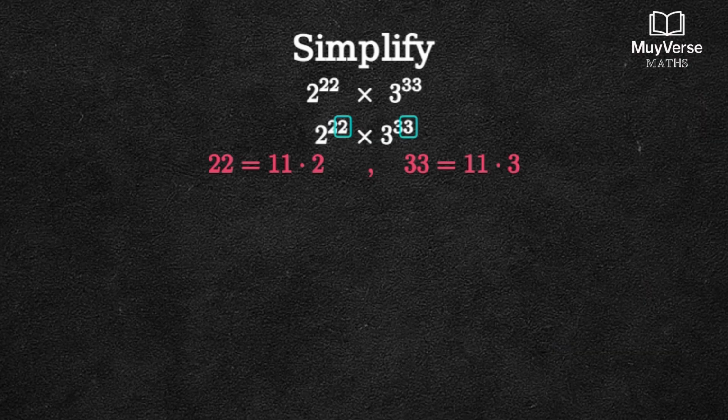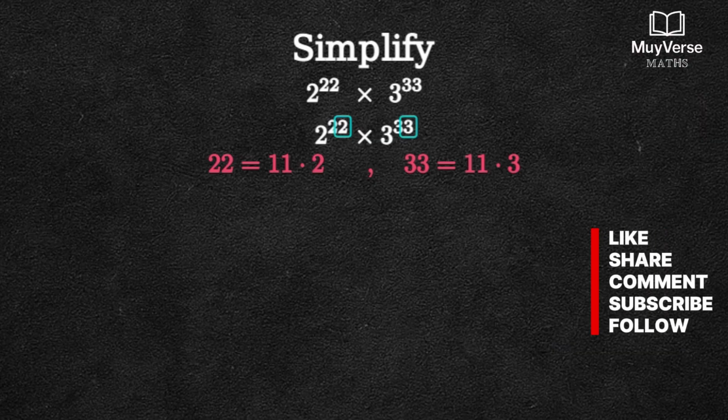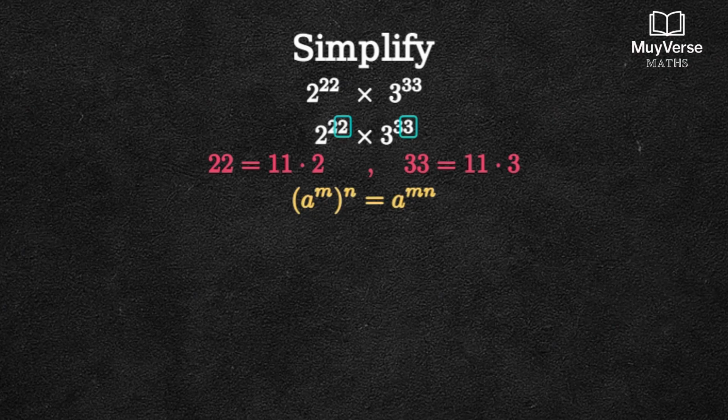Step 3. Rewrite each as a power of a power using the rule (a^m)^n equals a^(mn). 2^22 becomes (2 squared)^11. And 3^33 becomes (3 cubed)^11.